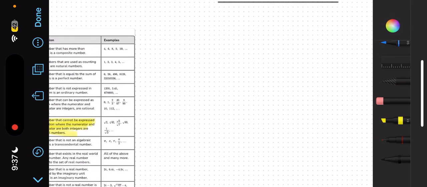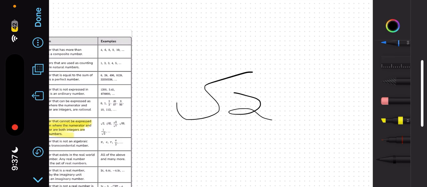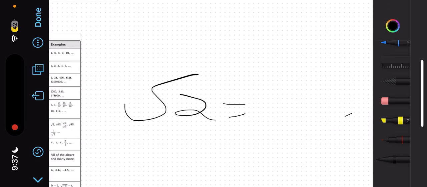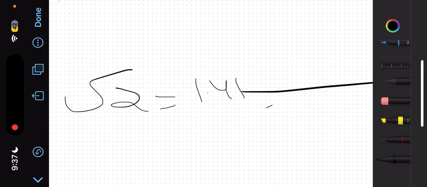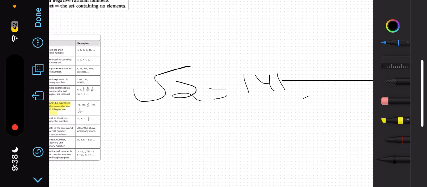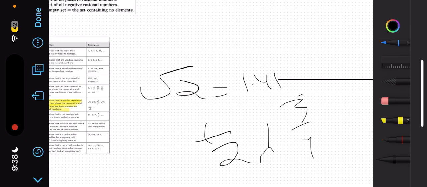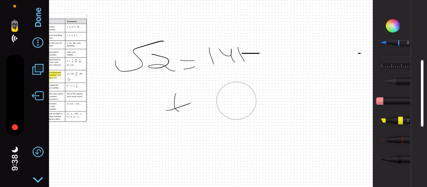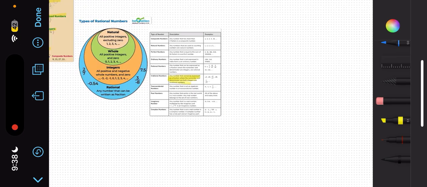One more example is radical 2. Radical 2 is equal to 1.41 and it goes on. It never ends and it never repeats. So this is called an irrational number. You cannot write these as neat fractions like 1 upon 2, 3 upon 4. You cannot write it as an exact amount.